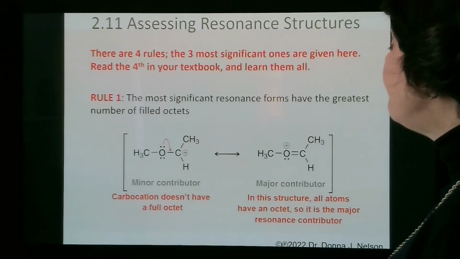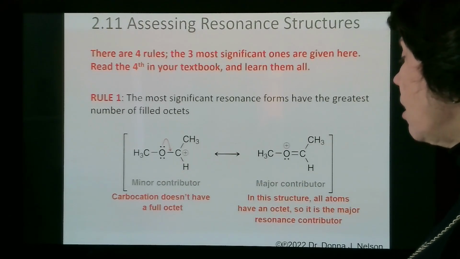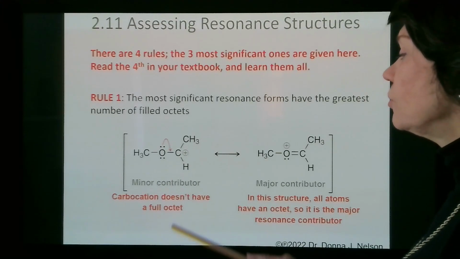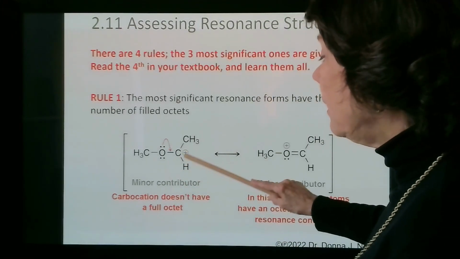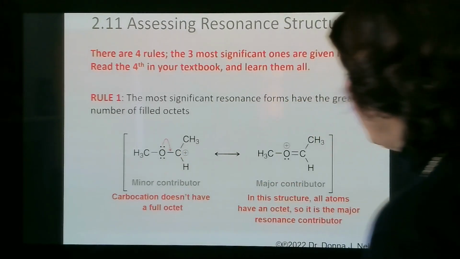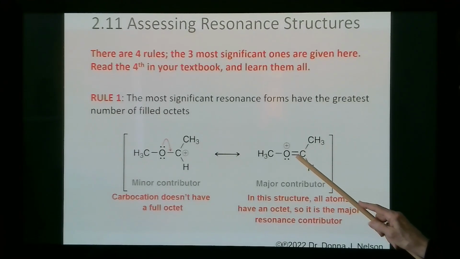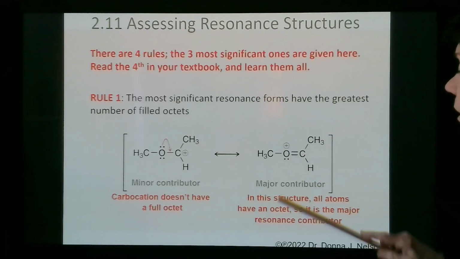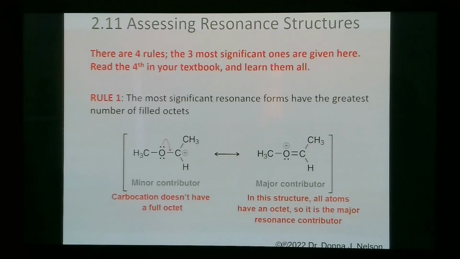Look to see how many filled octets there are around the atoms that are involved in the resonance. So here, carbon does not have the stability of a full octet. Here in this resonance contributor, carbon is surrounded by eight electrons, and so is oxygen. So this is the major contributor.